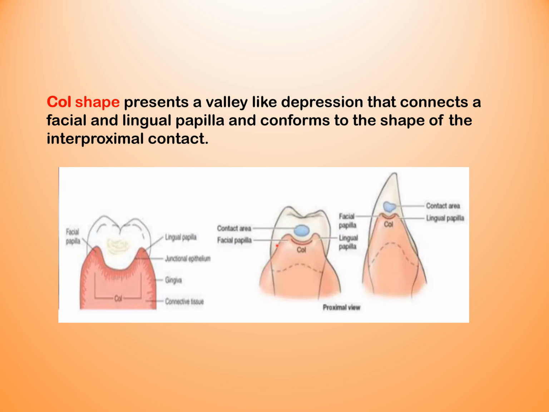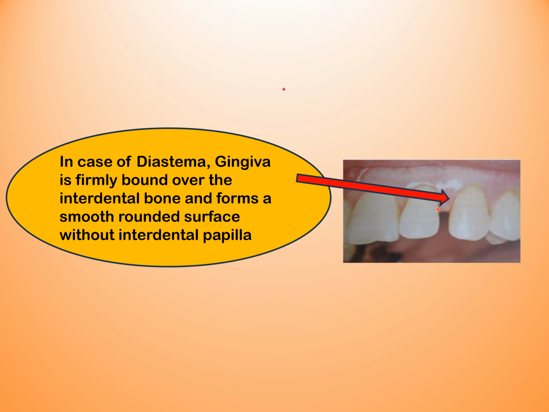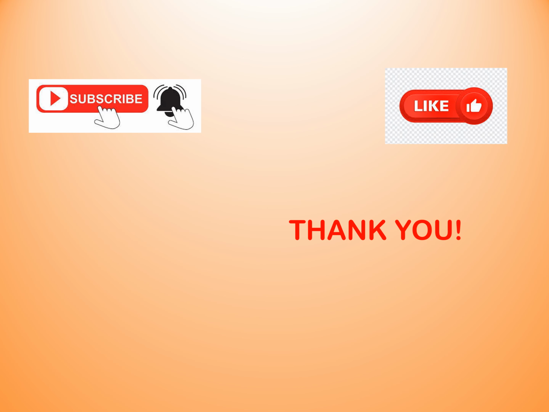Now talking about the cone-shaped interdental gingiva, it is a valley-like depression that connects the facial papilla to the lingual papilla and it conforms to the shape of the interproximal contact. The cone-shaped interdental gingiva depends on the contact area, cemento-enamel junction course, and whether there is presence or absence of recession. In cases of diastema, the gingiva is firmly bound over the interdental bone and it forms a smooth rounded surface without interdental papilla.